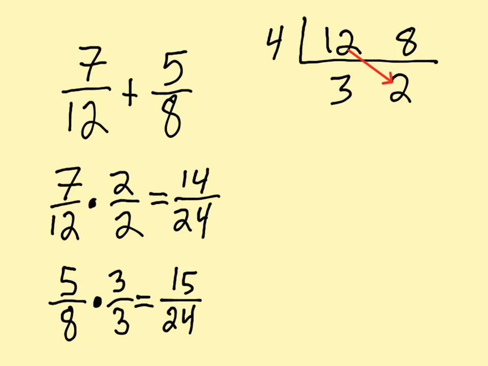So we now add those two together. We keep our denominator of 24, and we add 14 plus 15, which is 29. And we look to see if that can be simplified, and it cannot. And so our final answer is 29/24. And again, you don't have to put that into a mixed number.